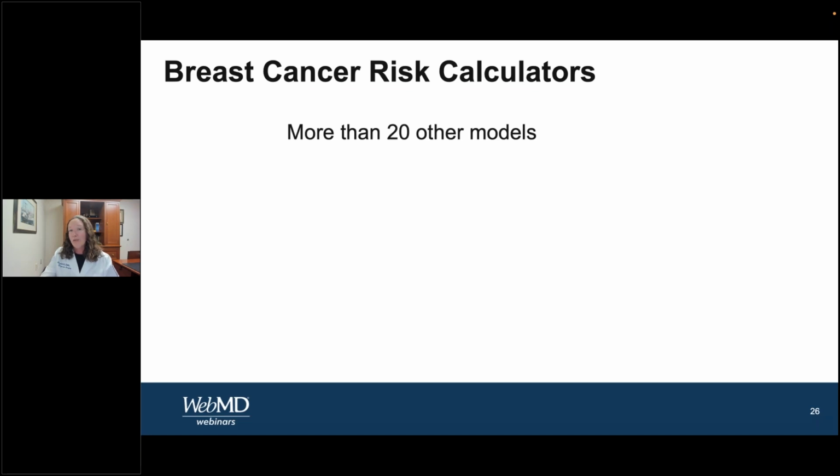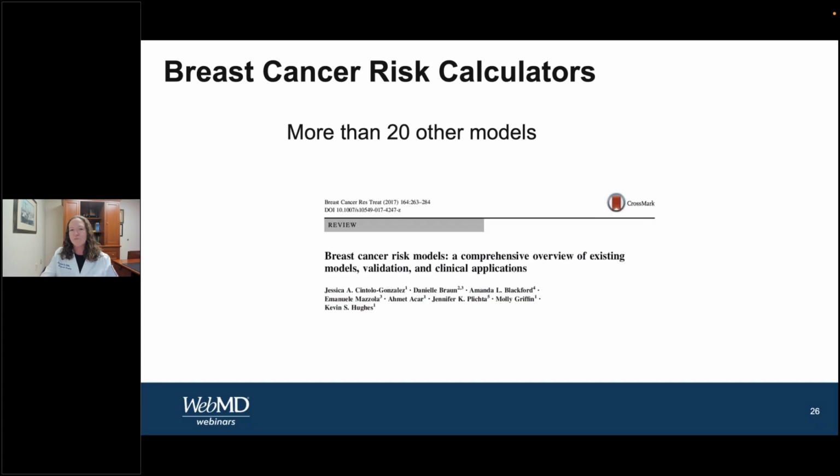There also are more than 20 other models for calculating breast cancer risk, but like I mentioned, Tyrer-Cuzick is one of the most common ones, and it does take into account breast density, and not all of the other ones do. If you're interested in learning more about that, here's a paper that goes through all of those models and explains the different risk factors that they take into account.